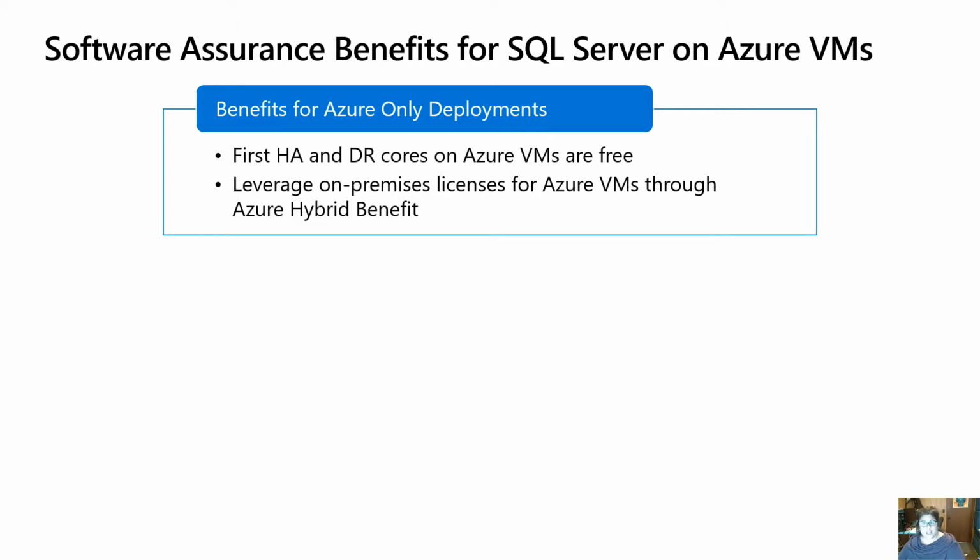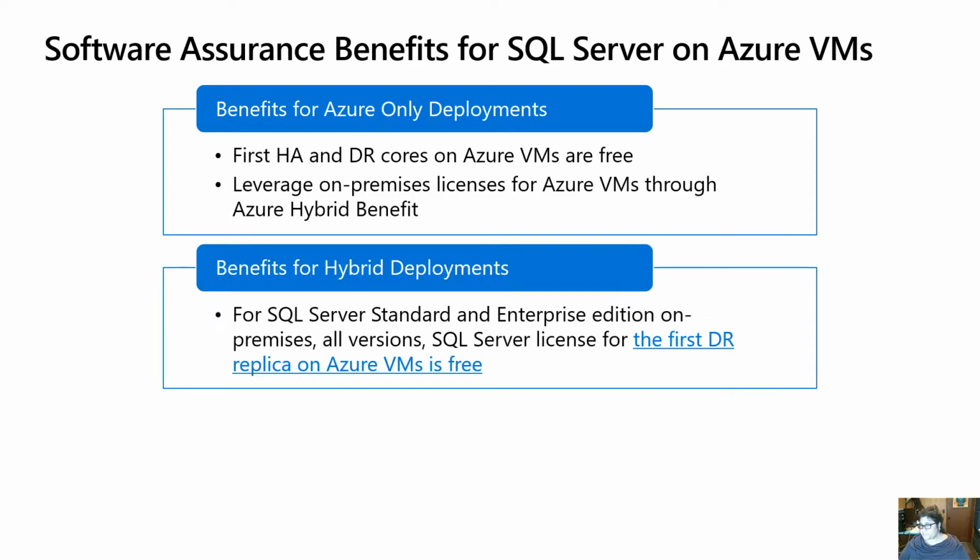Also, if you've already got software assurance on-prem, you can use your licenses that were purchased for on-prem SQL Server in Azure. So that's something called Azure Hybrid Benefit. If you've already purchased the licenses, you can apply those licenses to any VMs that you create in Azure. So you're able to leverage that investment that you've already made.